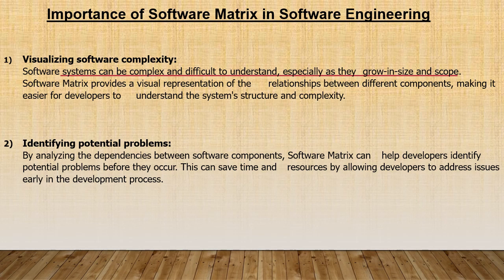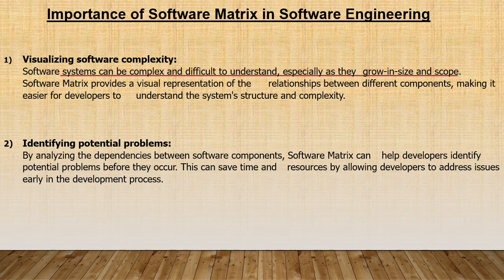Next is identifying potential problems. By analyzing the dependencies between software components, software matrix can help developers identify potential problems before they occur. So this can save time and resources by allowing developers to address issues early in the development process.